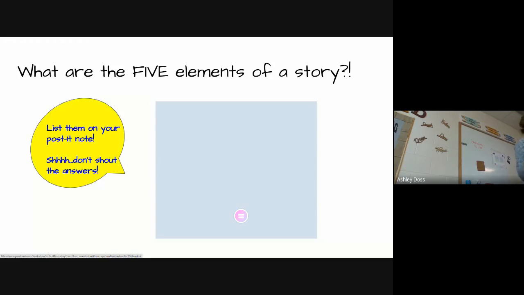Keep your eyes on yours. No turning around and looking at the parking lot. Do your best. Think. We watched that video twice. You had your note page in front of you. They were all 5 listed. What are the 5 elements of a story?